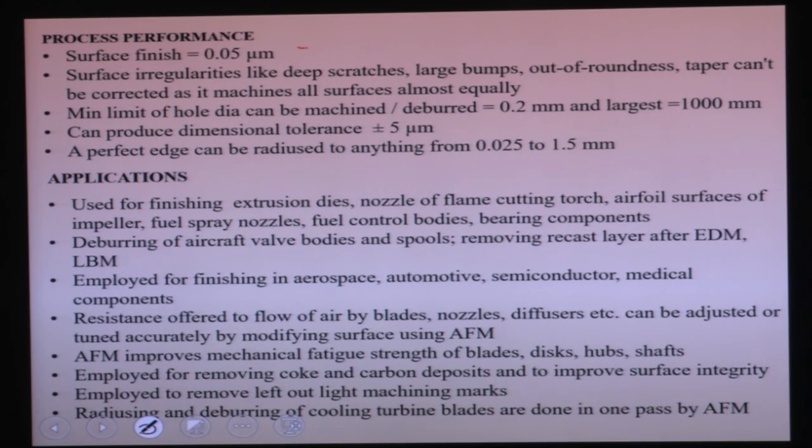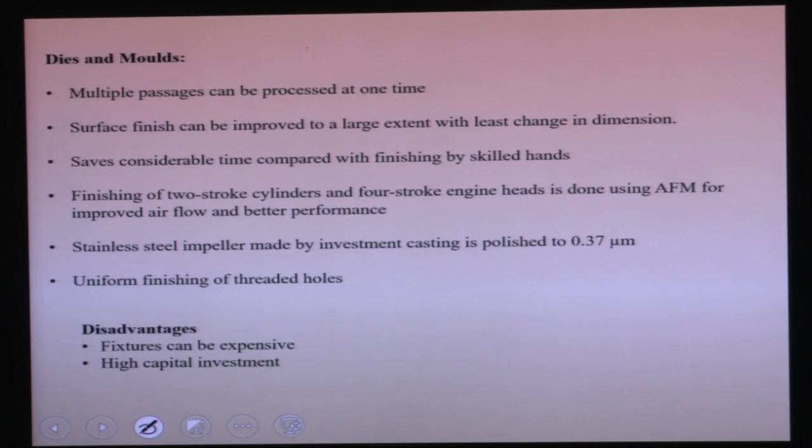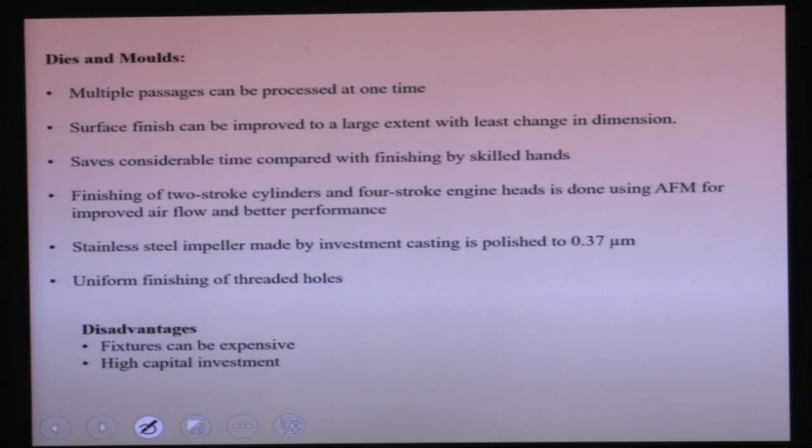AFM improves the mechanical fatigue strength of blades, discs, hubs and shafts. It is employed for removing coke and carbon deposition and to improve surface integrity, for removing leftover light machining marks, and for radiusing and deburring of cooling turbine blades, done in one pass of the abrasive flow machining process. It is mostly used in the die and mold industries. Multiple passages can be processed at one time.